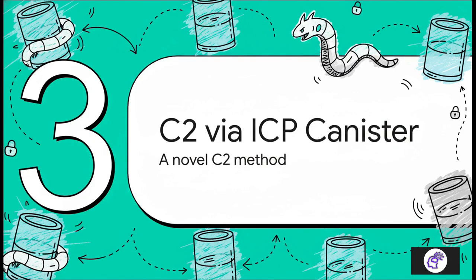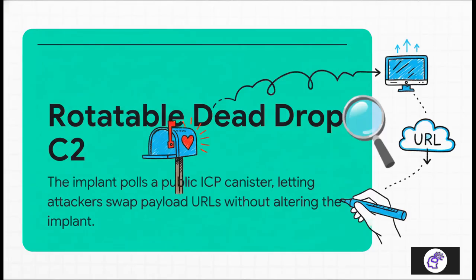All right, now for what I think is the most innovative and concerning part of this whole thing. Its command and control mechanism. This is really what sets CanisterWorm apart from the pack. So the attackers used this ICP canister as what you can basically think of as a rotatable dead drop. It's like a secret mailbox in a public park.